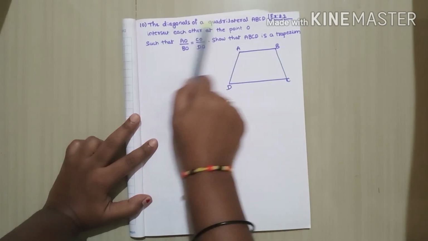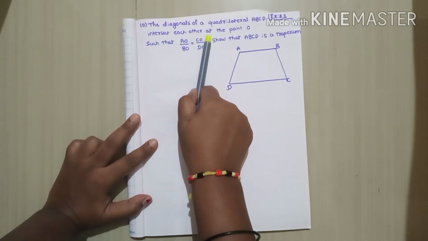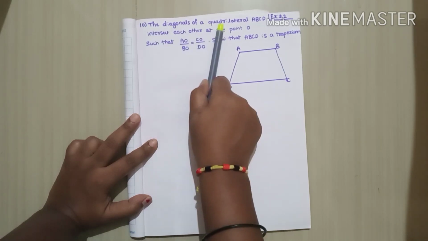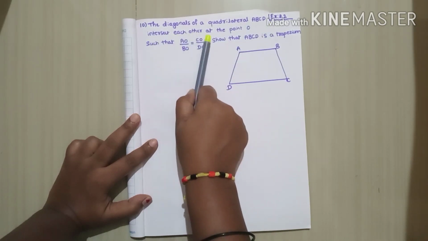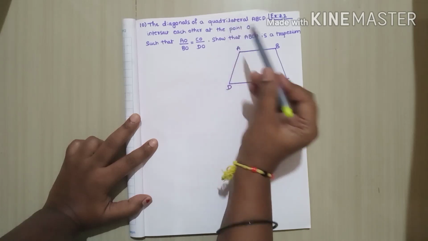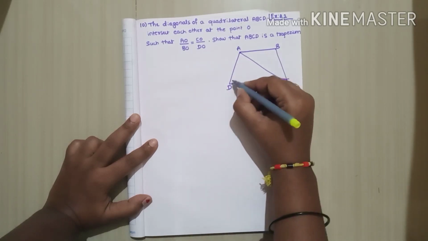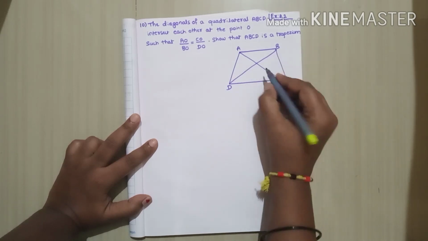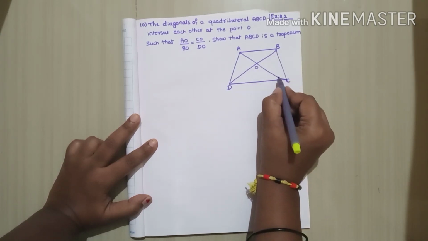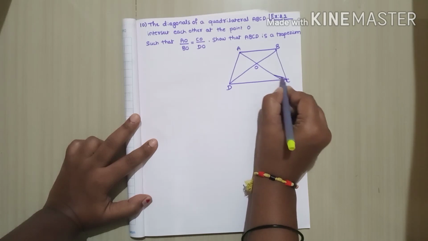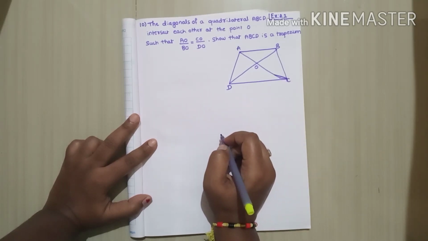They are given that the diagonals of a quadrilateral ABCD intersect each other at a point O. Diagonals will intersect at a point O. They are given here. Diagonals of a quadrilateral will intersect at the point O. Like this it will come.